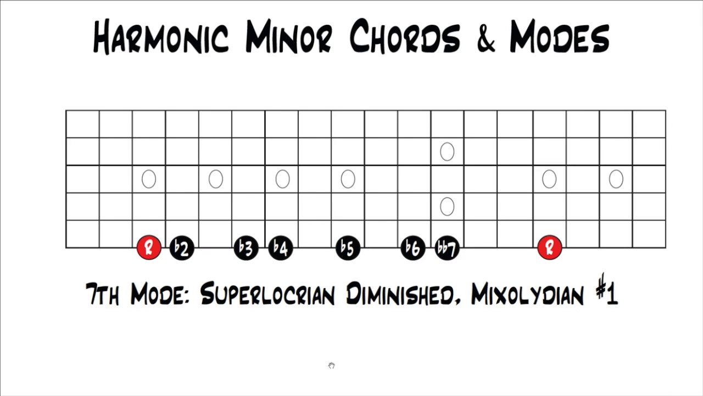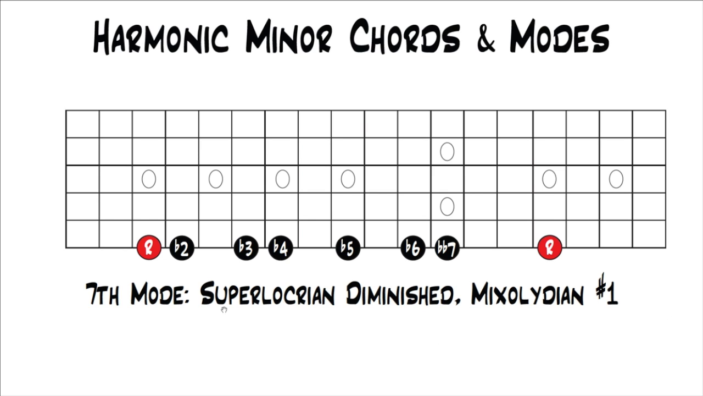The last mode, the 7th mode, is called Superlocrian Diminished sometimes, or it can be called Mixolydian Sharp 1. I've heard other names. It's not a common mode. You're not going to even hear it called anything very often because you're not going to run across this mode very often. And the Mixolydian Sharp 1 explains what's going on, but it's a really confusing way to think about it, because really what you do is take the Mixolydian and sharp the 1, and you'd end up with these interval distances, but they'd be called different names from Mixolydian, so I don't like that name at all.